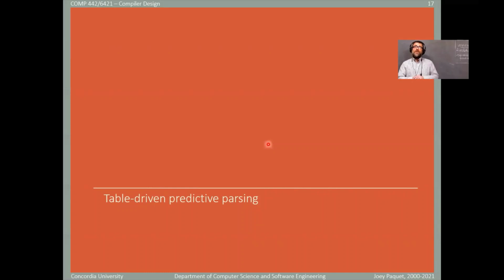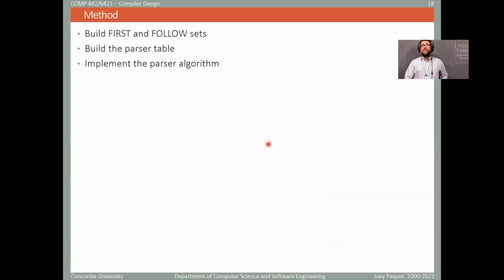Now you can actually do exactly the same process, but using what is called a table-driven predictive parser. Now what's the method here? First, you compute the first and follow sets. Again, any parser you build starts with that. It's the first step. Then you build the parser table.